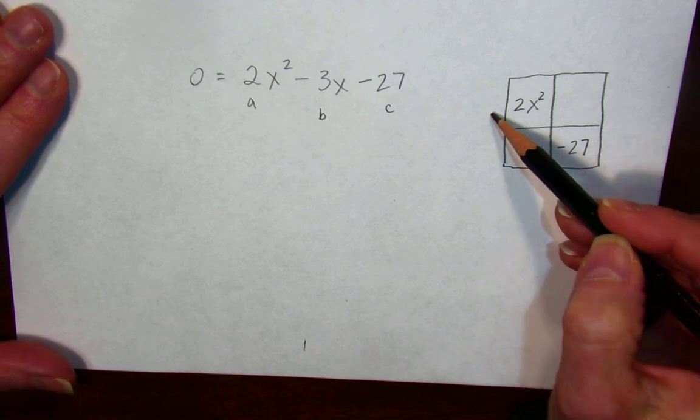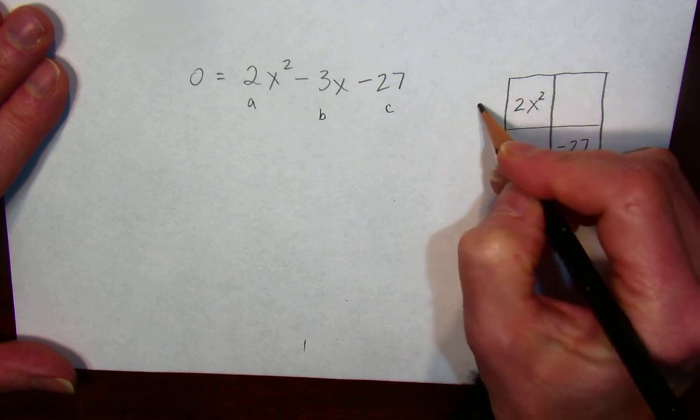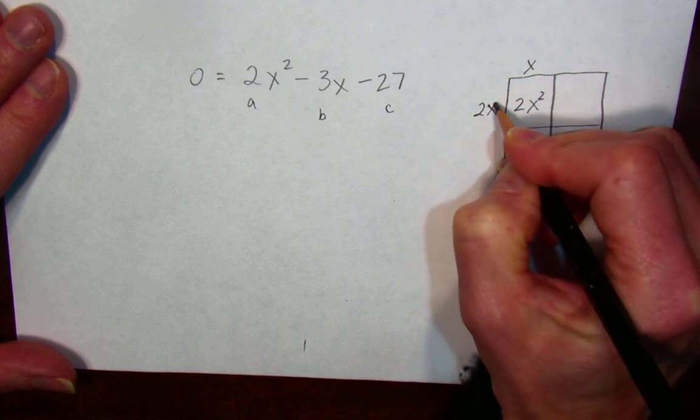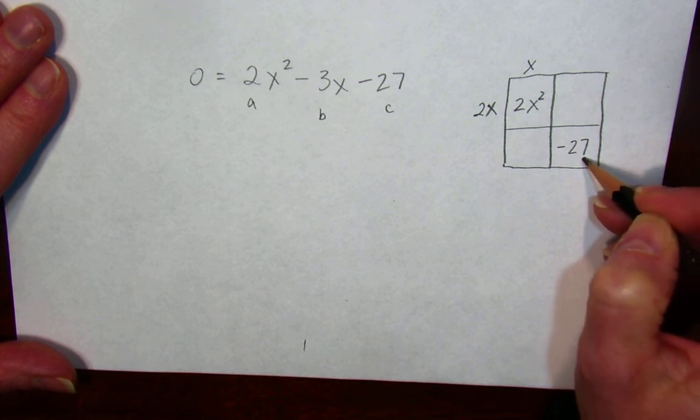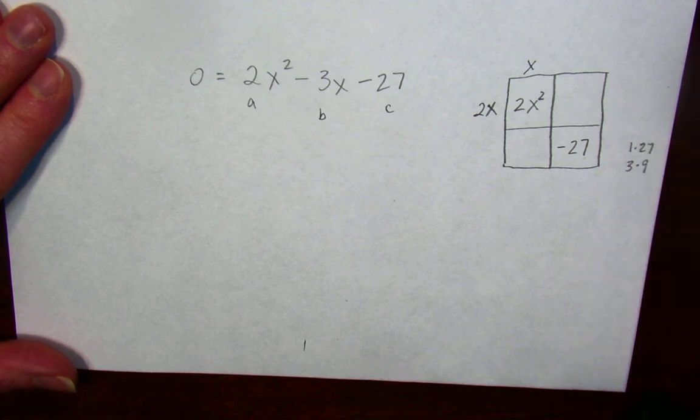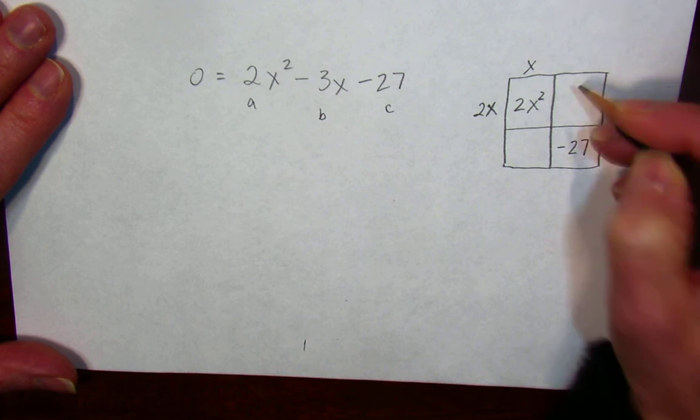So let's start with 2x times x makes 2x squared. That one's easy because I really don't have any choices for that one. But as for negative 27, I could do 1 and 27, or I could do 3 times 9. Let's say that I chose 1 and 27.